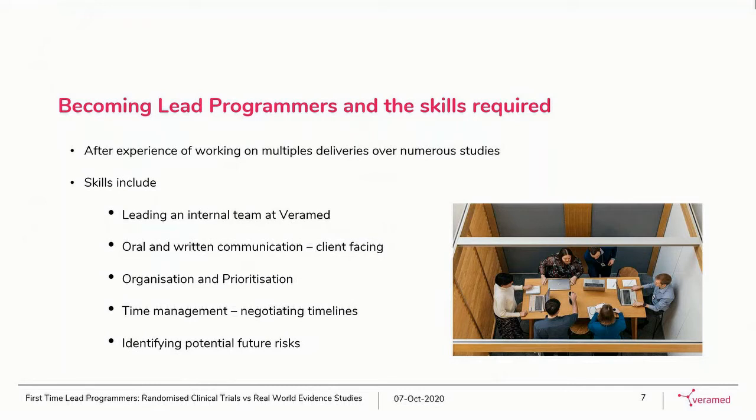Having good organisation and time management skills is also important. As a lead programmer, you would need to take on a variety of different tasks, from raising data queries to collating TFLs and delivering to the client. So staying organised will help you complete these tasks on time.